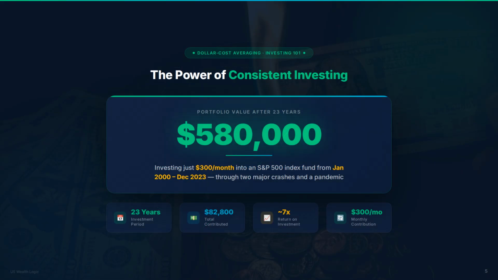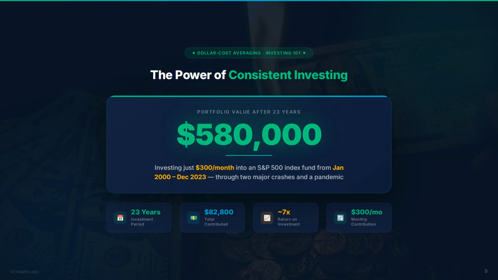Let's put a real number on this. If you had invested just $300 per month into an S&P 500 index fund starting in January 2000, and you kept going through the dot-com crash, through the 2008 financial crisis, and through the COVID crash of 2020, by the end of 2023, based on historical index returns, your total contributions of roughly $86,400 would have grown to approximately $580,000. That's the power of staying consistent.